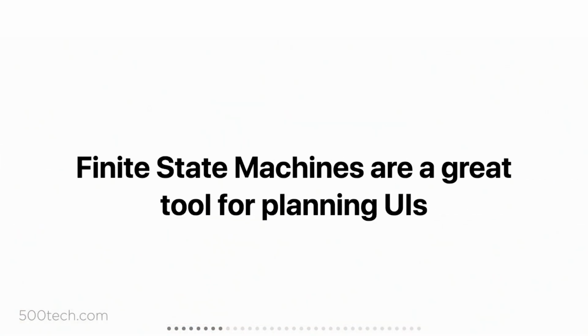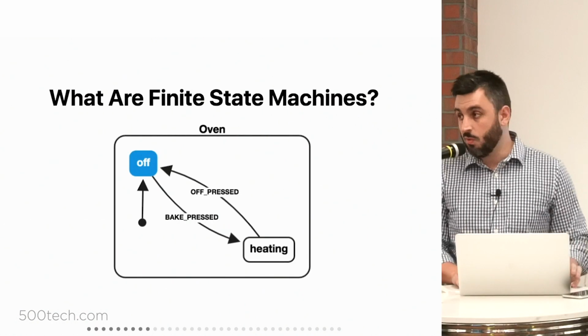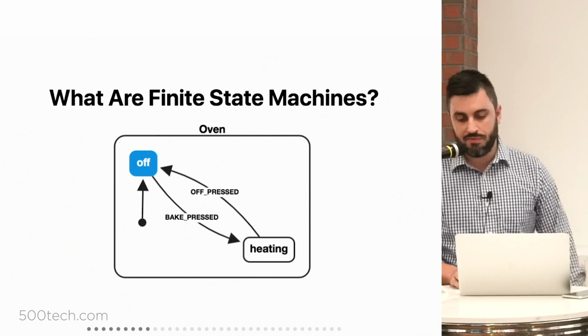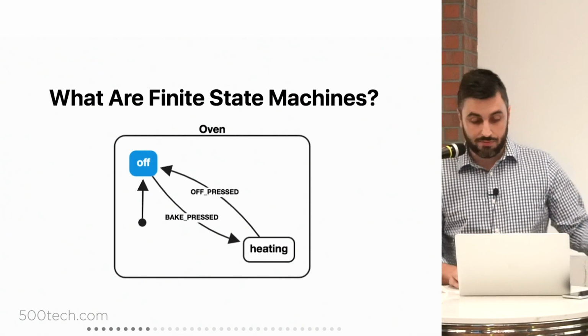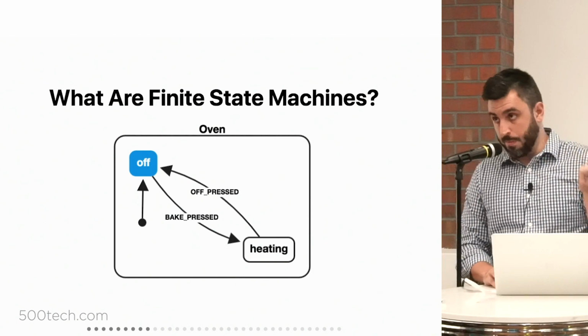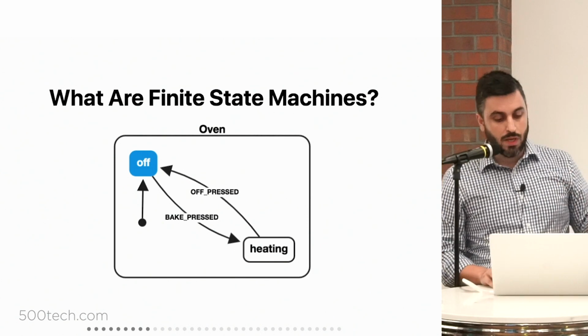Having said that, now that we're sold that planning is good, I'm going to say that finite state machines are a great tool for planning UIs. First of all, what are those? Here we have an example of a finite state machine, a really simple one. We have two states, off and heating. This is a model of an oven, right?